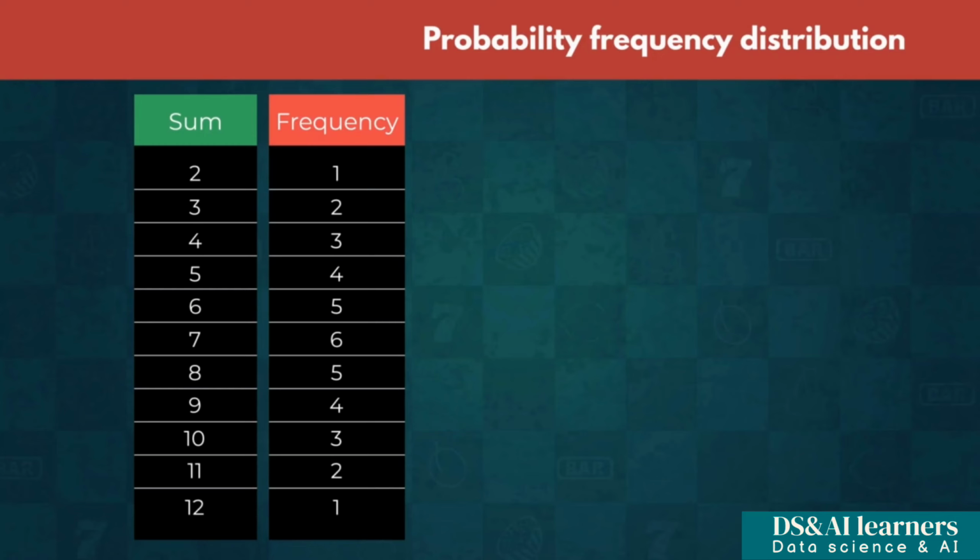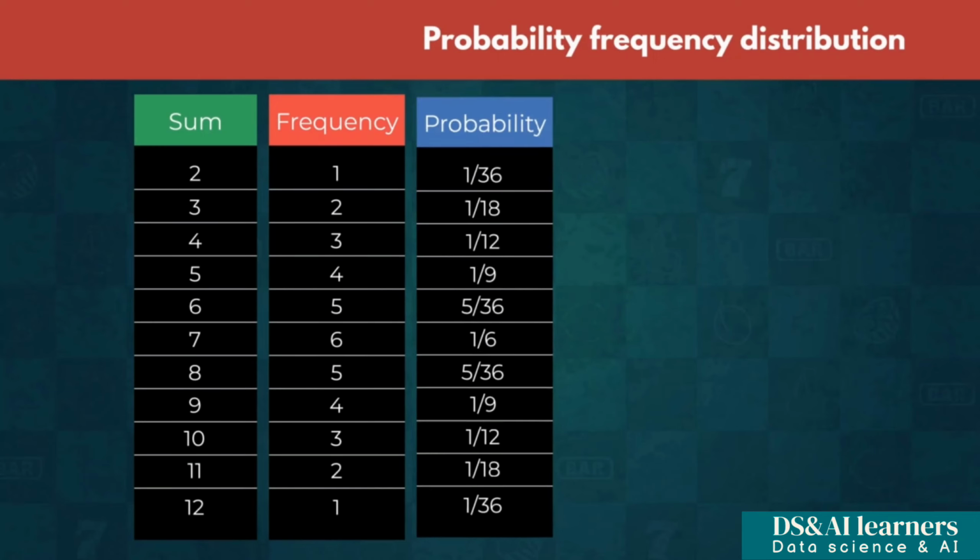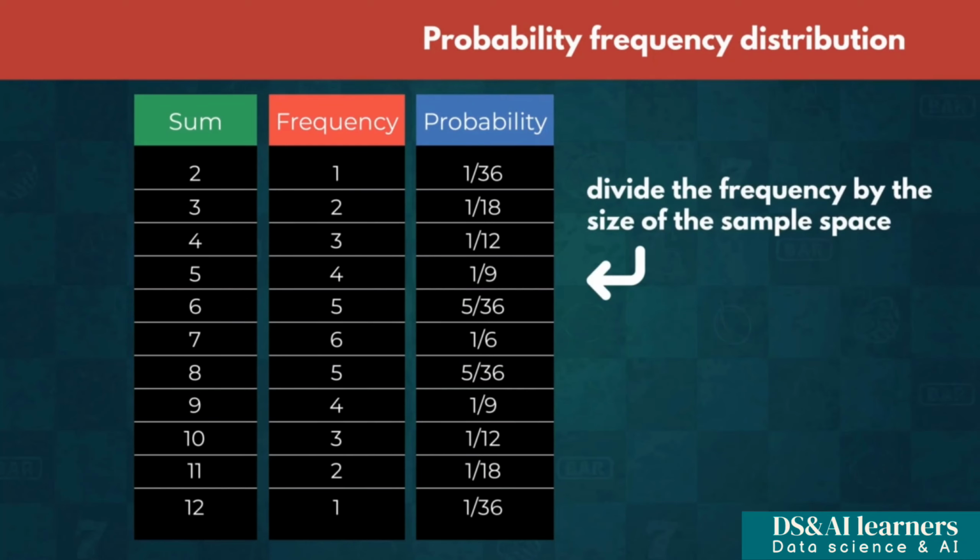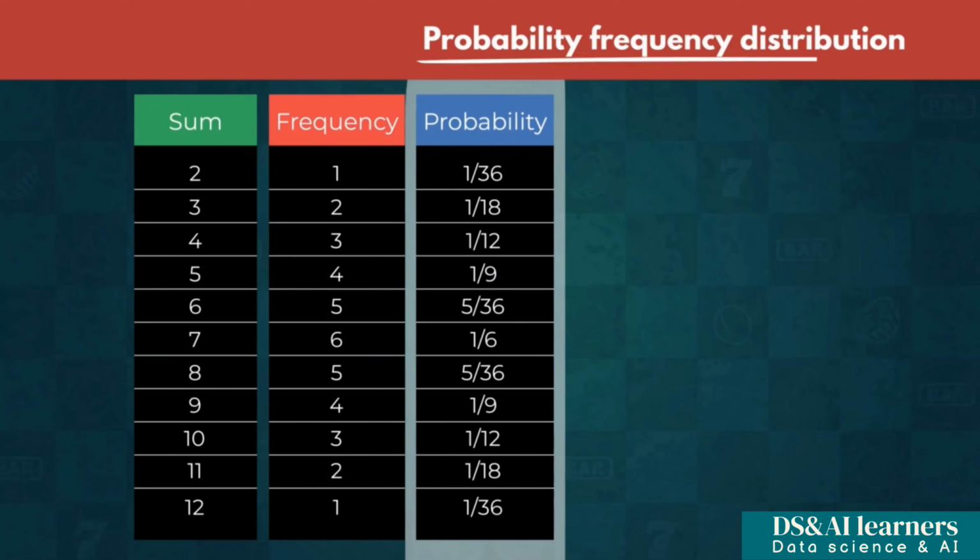The final step in getting the probability frequency distribution might be the most intuitive one. We need to transform the frequency of each outcome into a probability. Knowing the size of the sample space, we can determine the true probabilities for each outcome. We simply divide the frequency for each possible outcome by the size of the sample space. A collection of all the probabilities for the various outcomes is called a probability frequency distribution.